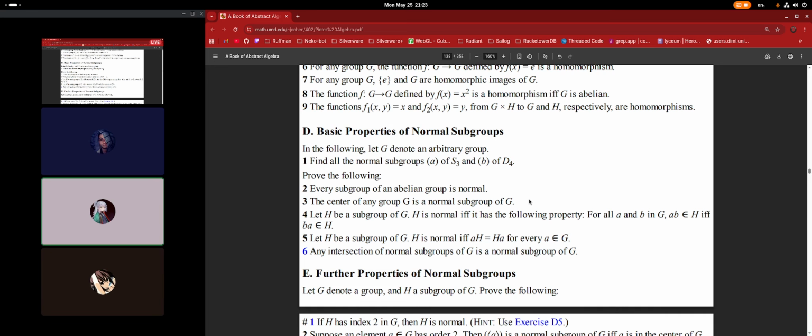D2 is kind of interesting. Every subgroup of an abelian group is normal. I was just going to comment that that is easy to see because the conjugacy class of every element of an abelian group is itself. So every subgroup of an abelian group is going to include all of the conjugates of its elements trivially.